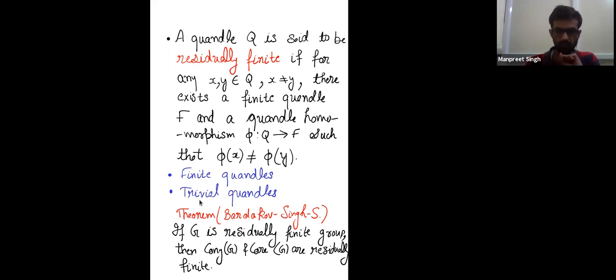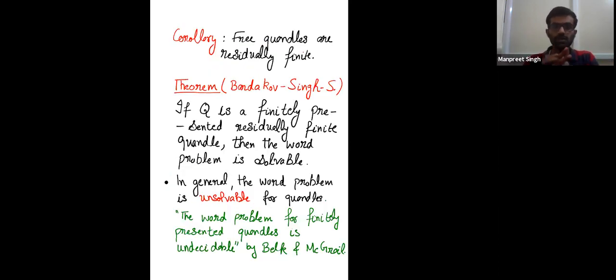In joint work with Professor Valeriy Bardakov and my supervisor Mahender Singh, we proved that if G is a residually finite group, then the conjugation quandle and the core quandle are residually finite. The same definition applies to groups: if we take a non-identity element in the group G, we can find a finite group and a homomorphism such that the image of the non-identity element is non-identity. From this we deduce that free quandles are residually finite.